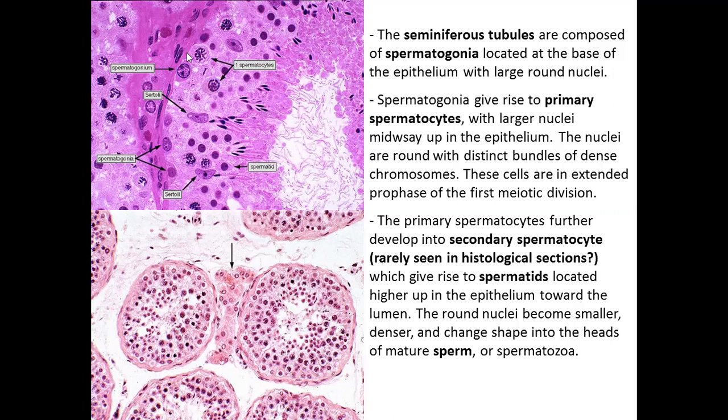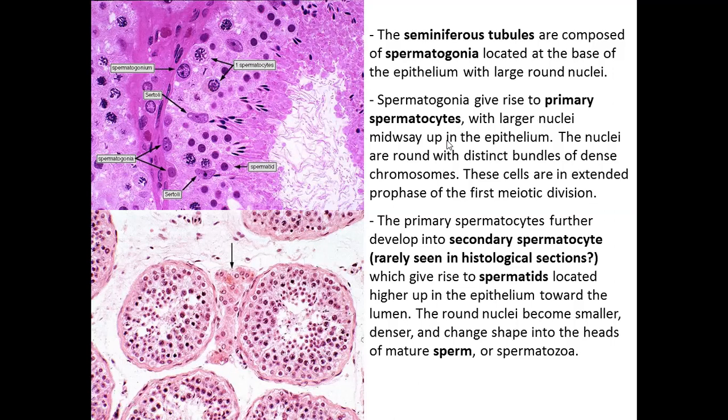Then the next level of cells above them are the largest cells of the germinal epithelium, rounded in appearance, and the particular characteristic about them is that their nucleus has bundles of dense chromosomes in it. These cells are primary spermatocytes. Above them, the primary spermatocytes will further develop in the process of spermatogenesis into secondary spermatocytes. But in histological sections, secondary spermatocytes are very rare to observe.